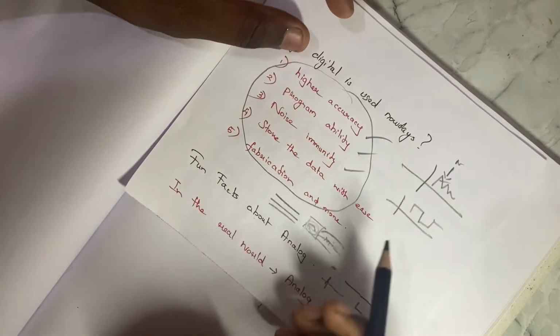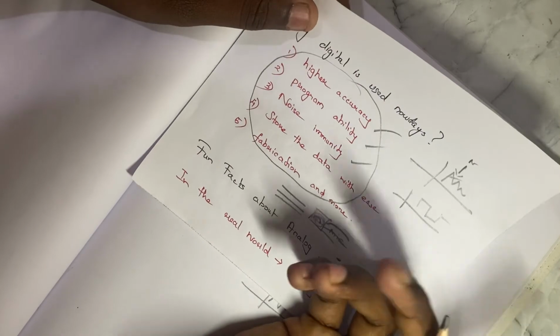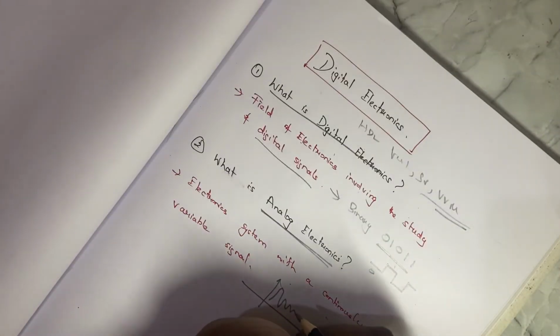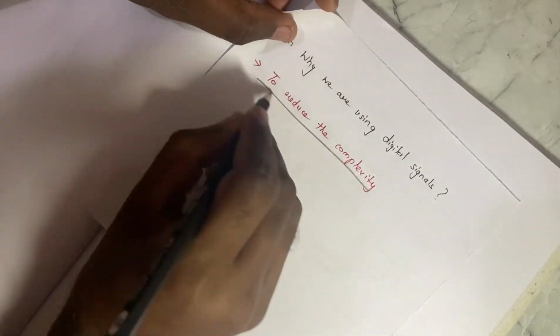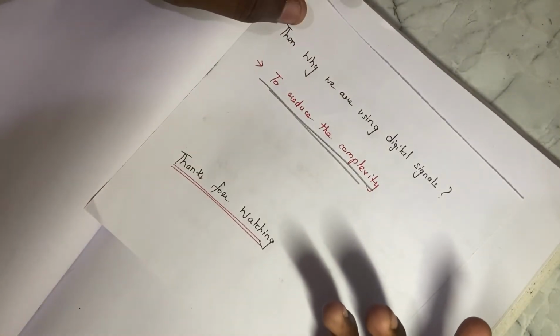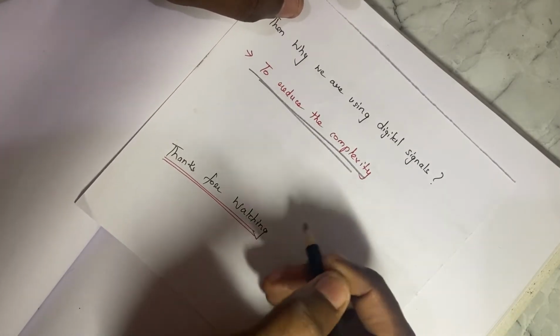So okay, fine. Now let's jump in. Then why are we using digital signals? That's how we are making the video. To reduce the complexity. We just know, right, to reduce the complexity. But how and why? Let's see.